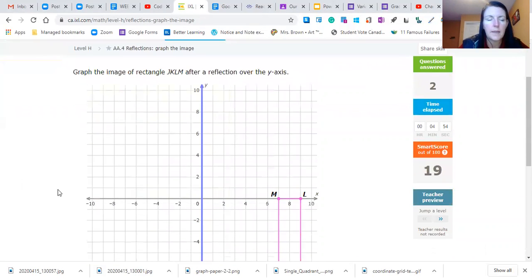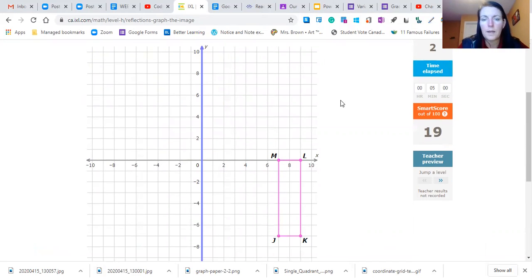Okay, and let's do one more together. Graph the image of rectangle JKLM after a reflection over the y-axis. Okay, so we have gone up to 7 on that side. It's at 7 and 0. So we're going up to -7 and 0, up to -9 for the L, +9 and 0, -9 and 0. All the way down, straight line, down to K, which is in line with this K. And then you could even look here, this is 2 blocks apart. So this one needs to be 2 blocks apart, 1, 2.